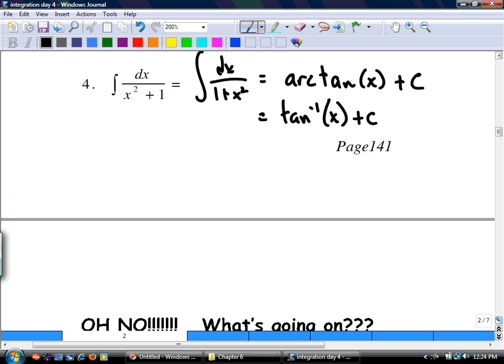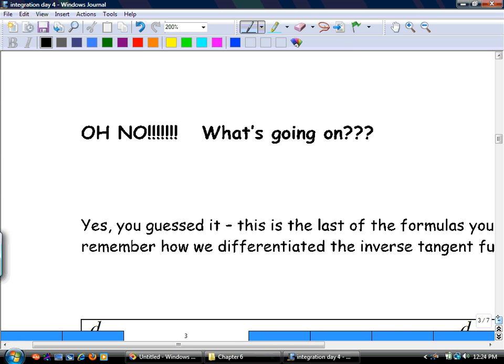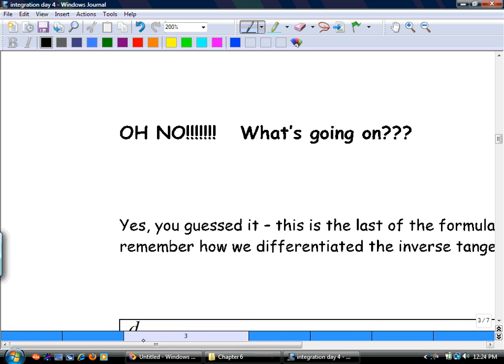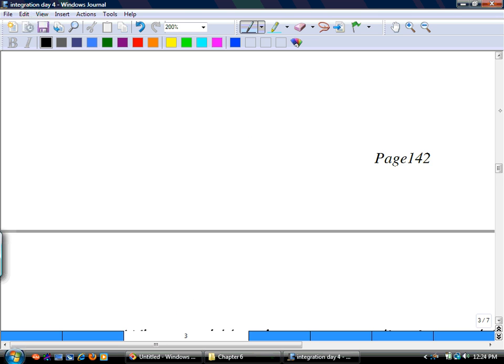So, oh no, what's going on? Yes, you guessed it. This is the last of the formulas that you must know. Let's remember how we differentiated the inverse tangent.